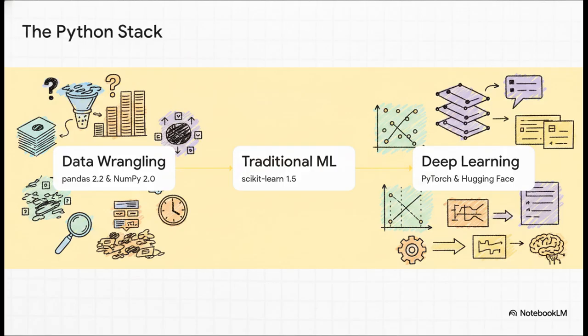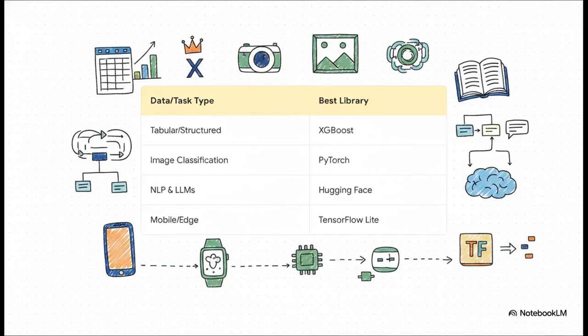Step 2, if you're dealing with traditional structured data, is scikit-learn. It is the absolute industry standard for your everyday classification and regression tasks. Finally, Step 3. If you're diving into deep learning or natural language processing, this is where powerhouses like PyTorch and Hugging Face come in to handle those heavy neural networks and massive pre-trained language models. Honestly, choosing the right tool depends entirely on your specific data type. If you've got tabular data, like a massive Excel spreadsheet, XGBoost is the undisputed king for accuracy right now in 2026.